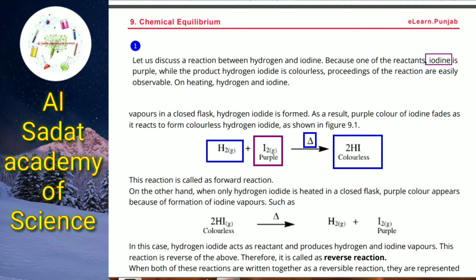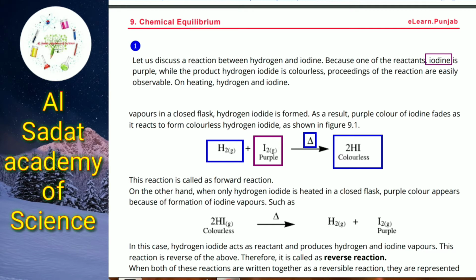Vapors in a closed flask: hydrogen iodide is formed as a result of the reaction, and the purple color of iodine fades out as it reacts to form colorless hydrogen iodide. As shown in the figure, hydrogen and iodine go to form hydrogen iodide. When iodine is consumed, its color in the mixture fades out. This reaction is called a forward reaction.